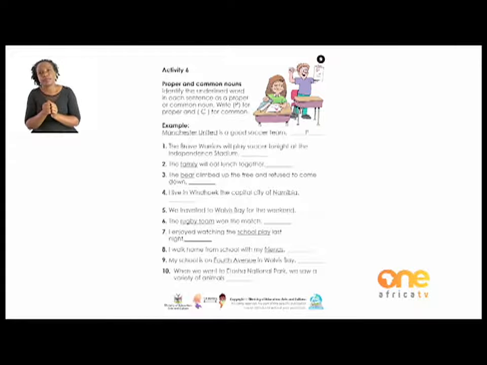My last example is on number 2. The family will eat lunch together. The word family is just a common noun. It's not a proper noun. So we write it in small letters, as you can see. So on the space provided, we write a C for common noun.